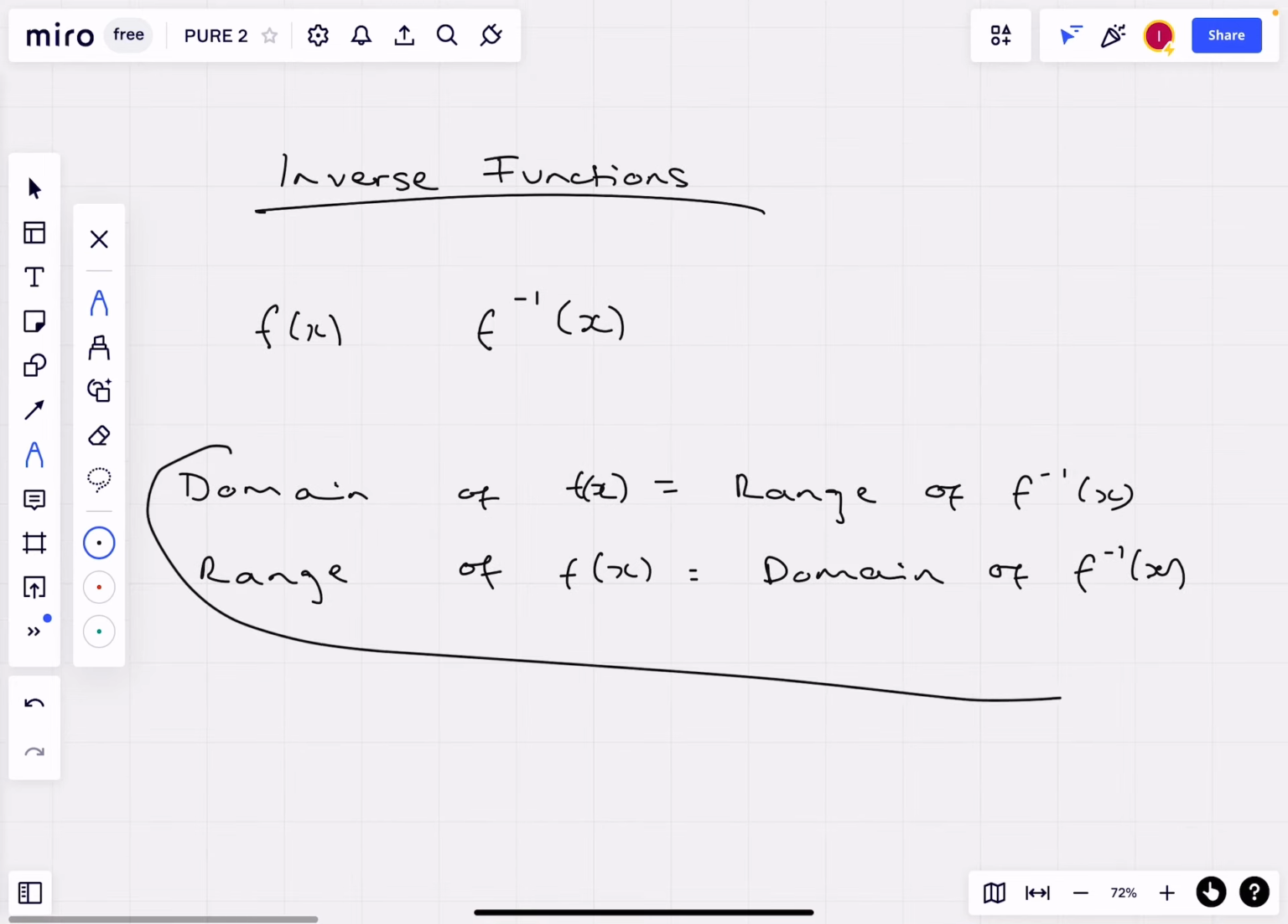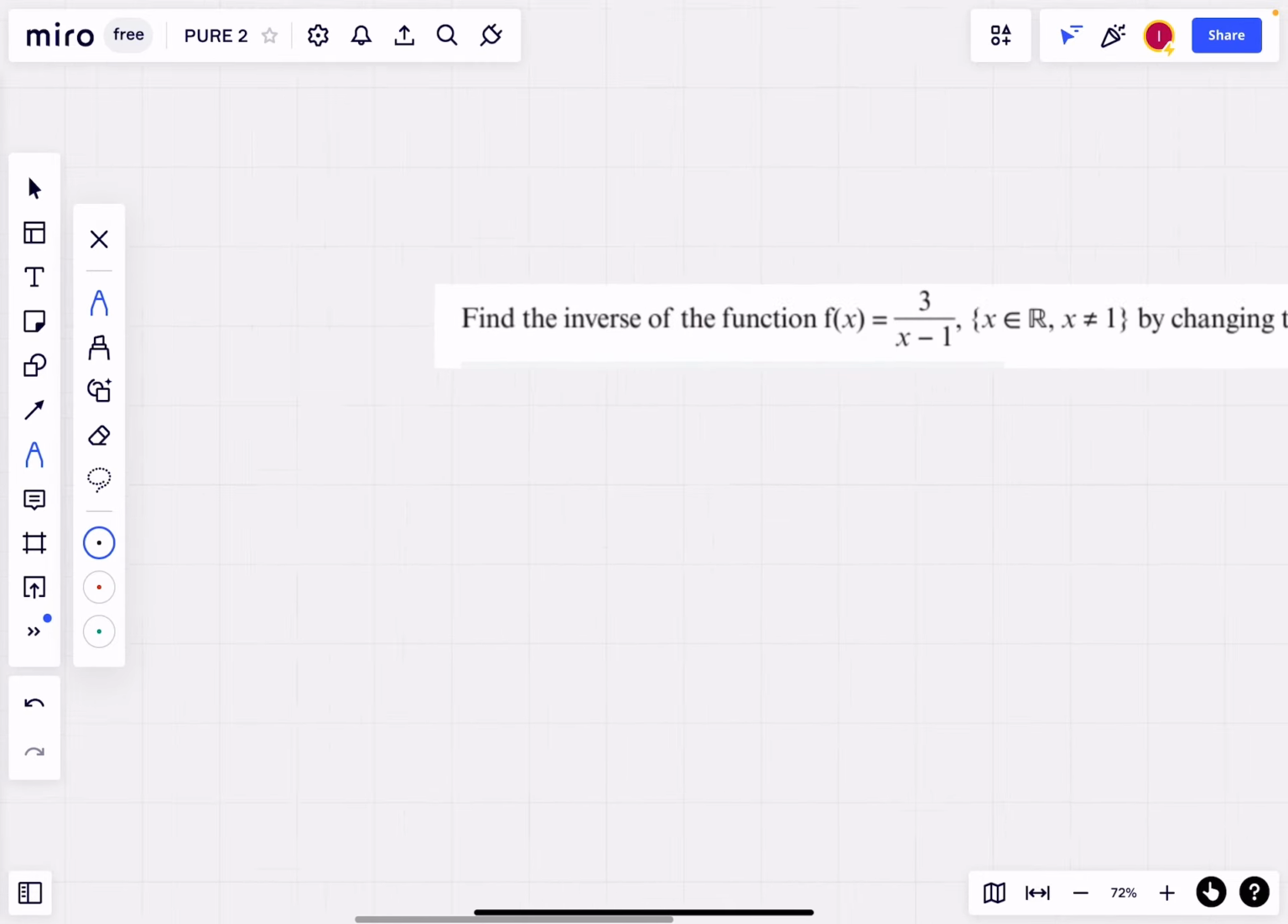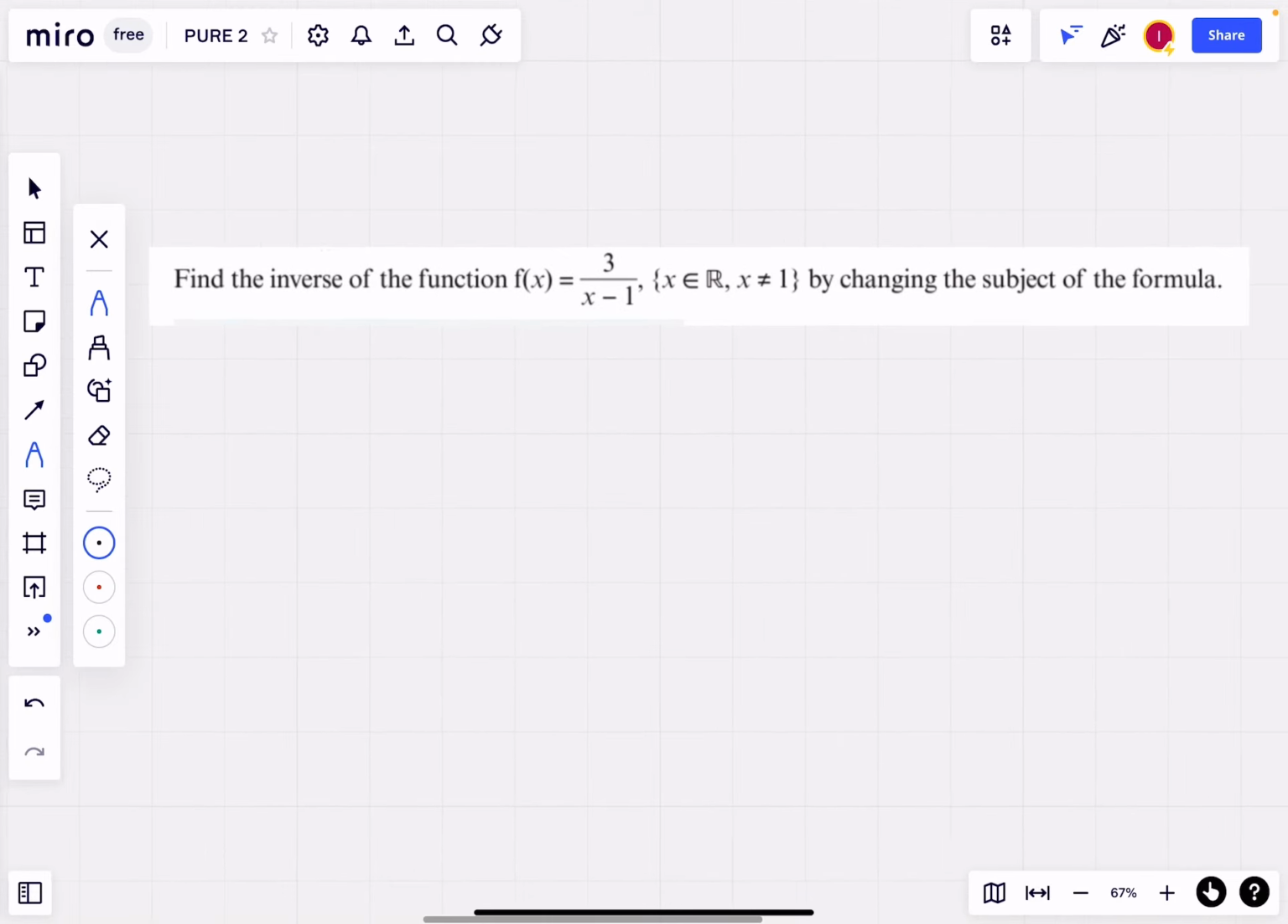Provided you know and remember that rule, you're going to find things a lot easier, because you only have to work out the domain and range of one function, and then you just apply this rule, you've got the domain and range of the inverse function as well. So let me take you through how to do inverse functions.